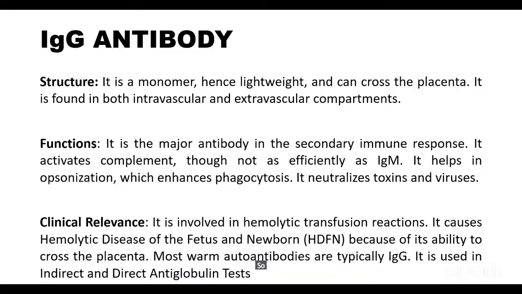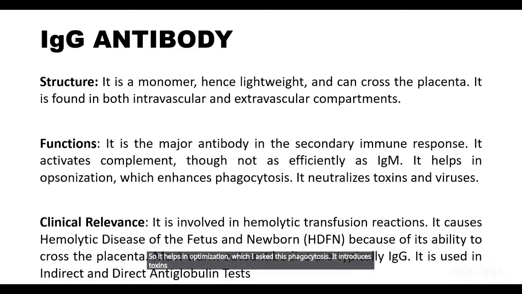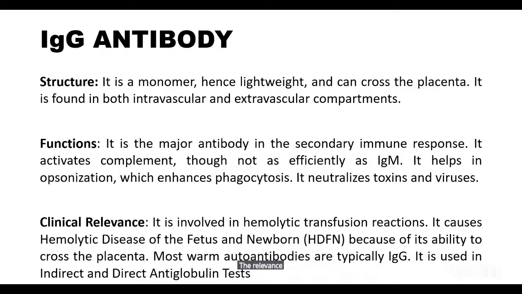So it helps in opsonization, which enhances phagocytosis. It neutralizes toxins and viruses. The relevance is seen in hemolytic disease of the newborn, and it is also a warm autoantibody. Most warm autoantibodies are typically IgG. It is used in the indirect and direct Coombs test. That is, our Coombs test is an IgG-based antibody. Next slide.